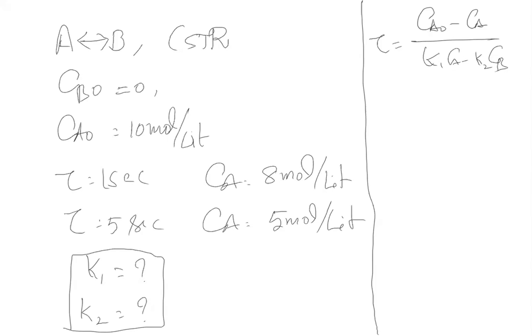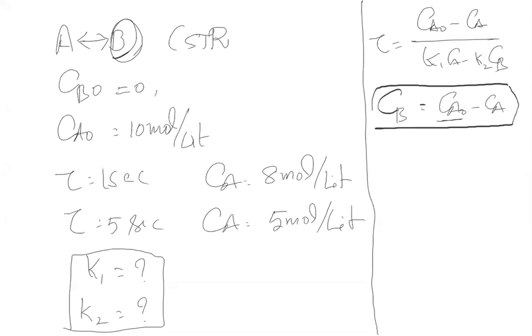Now, how do you write CB in terms of CA? CB is nothing but you can write CA naught minus CA, no? CB is how many moles of B formed, which is nothing but how many moles of A converted. CA naught is A entered, CA is A outlet. So CA naught minus CA is A converted. So this is nothing but your CB.